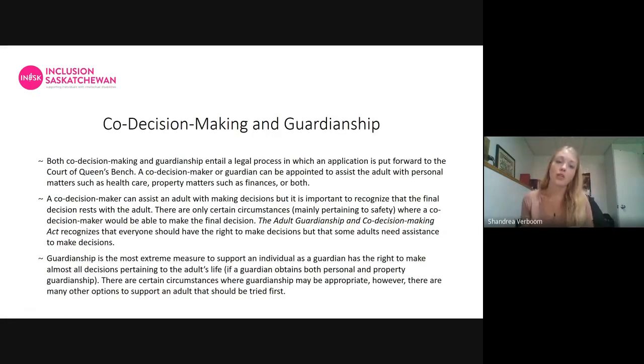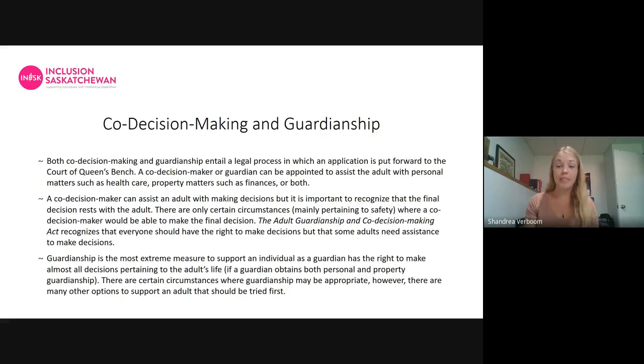About co-decision making and guardianship. They are both a legal process where an application gets put forward to the Court of Queen's Bench. The intention with a co-decision maker is that the individual will remain autonomous in their life and get to make some of those decisions for themselves. The individual also gets the final say. However, there may be issues pertaining to safety, mainly where that decision maker would be able to step in.